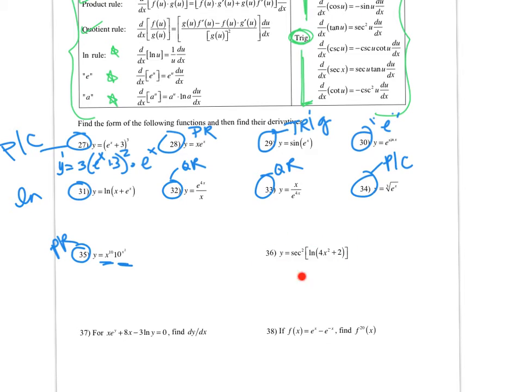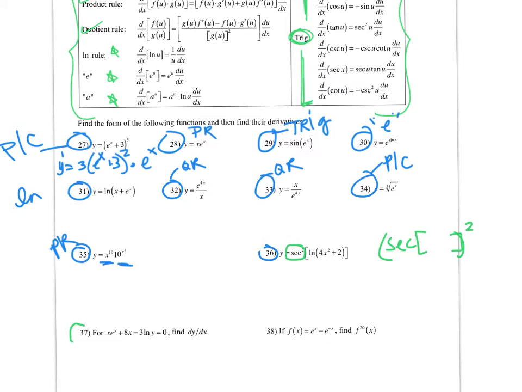This messy little guy, number 36, it really is a trig. Oh, no, it's not a trig. No, no. This is secant squared. So we're really going to rewrite this as secant of some kind of angle in here. And we'll do that one together. I'll do that one with you. That one's going to be messy.